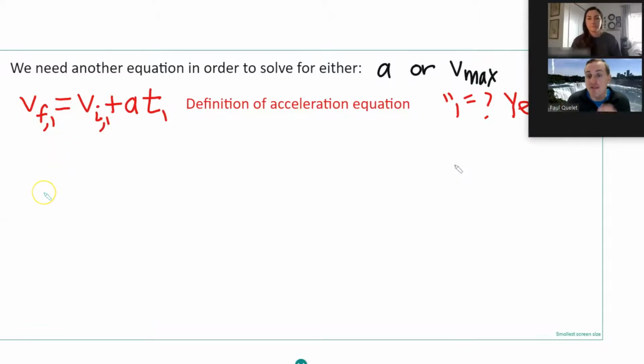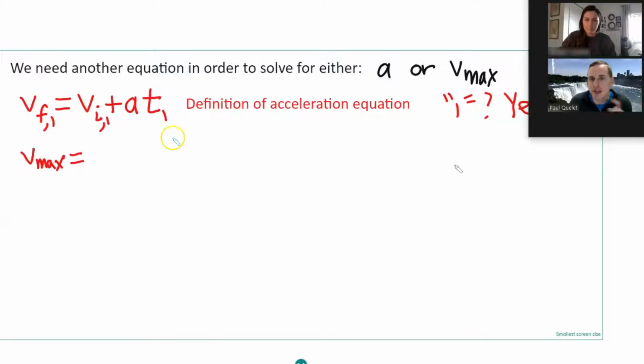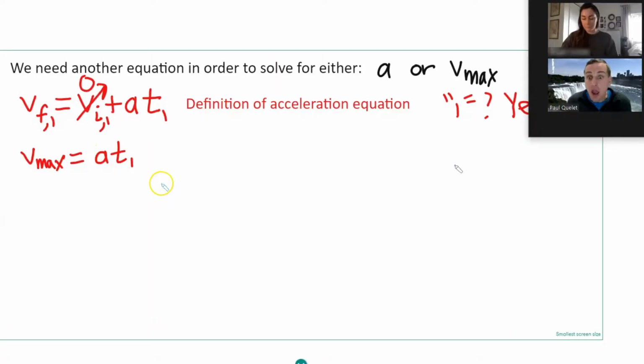What's V final for segment 1? We've been calling that V max, right? That's the fastest speed. So this is just V max. What's the initial velocity of segment 1? We said that on the previous slide. It's 0. So this term, bye-bye. Equals AT1.